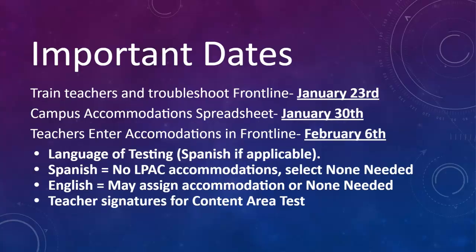So we want to make sure that we're certain what accommodations we're assigning to our students, as well as the language of testing. Remember that you are going to select the language of testing. If applicable, you can choose Spanish. 6th grade will choose only English. If you're choosing the language of testing as Spanish, you will not be able to assign any LPAC accommodations, so you will have to select none needed. If you're assigning the language of testing as English, you may assign accommodations, or you can also choose none needed. And then make sure that each teacher signs for their content area test.